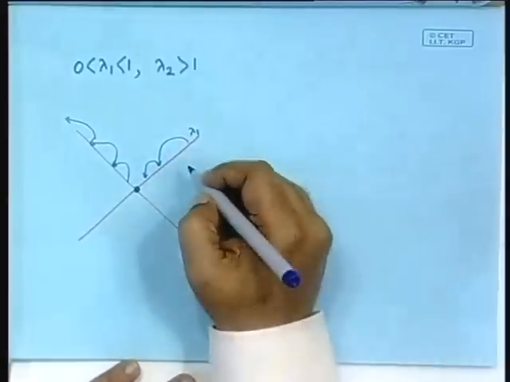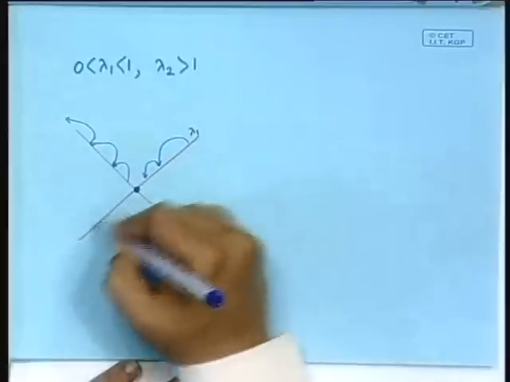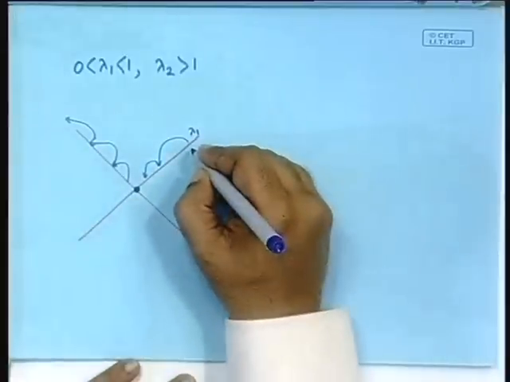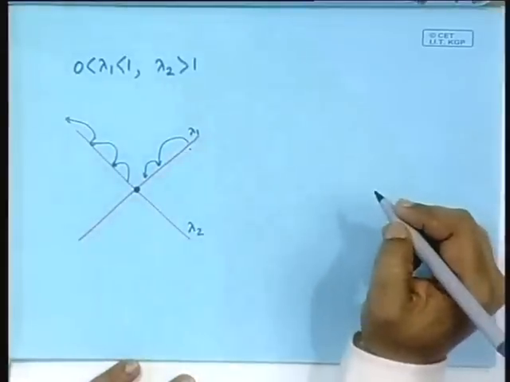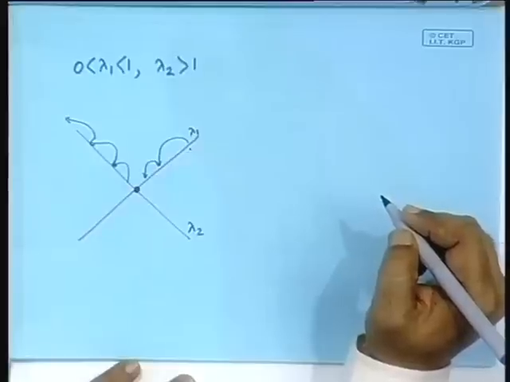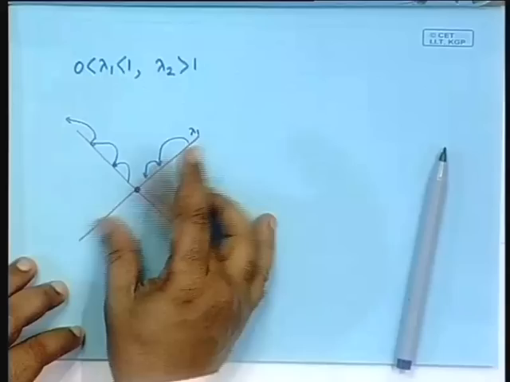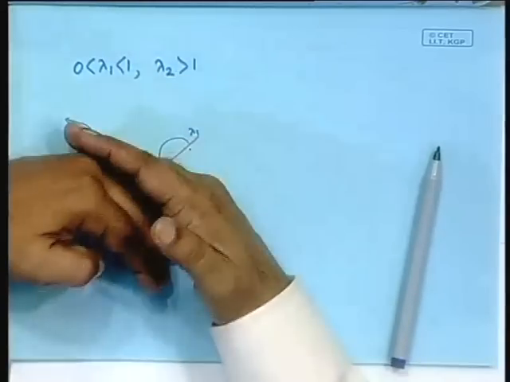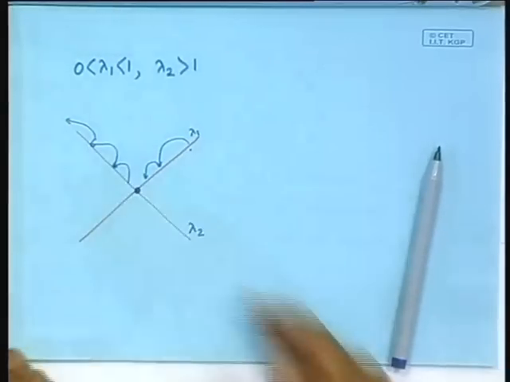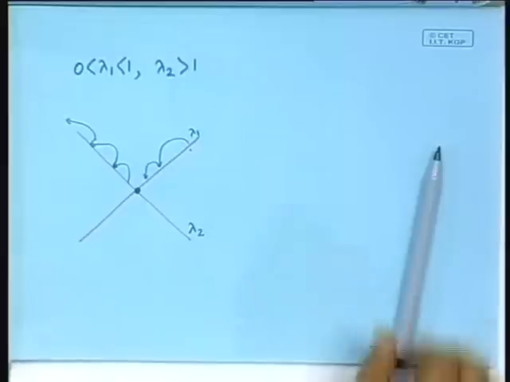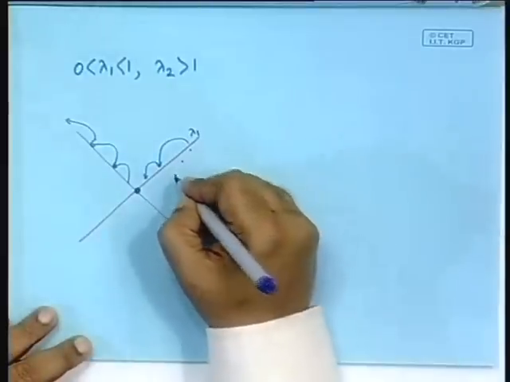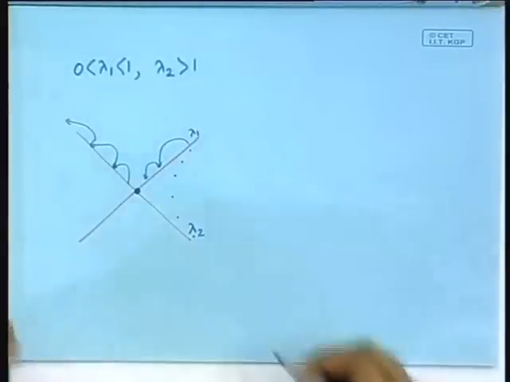If you start from an initial condition other than on the eigen vectors, what will happen? Say if you start from here, what will its behavior be? As time progresses, along this direction it will shrink, it will come closer to this. Along that direction it will expand and it will go out. So, you will get a succession of points something like this. So, it will go out.